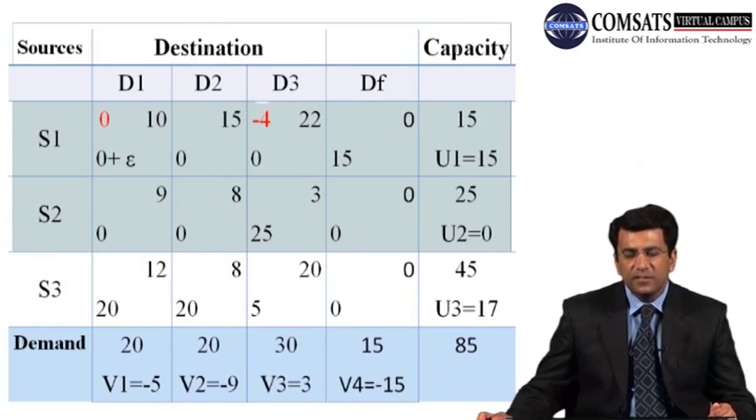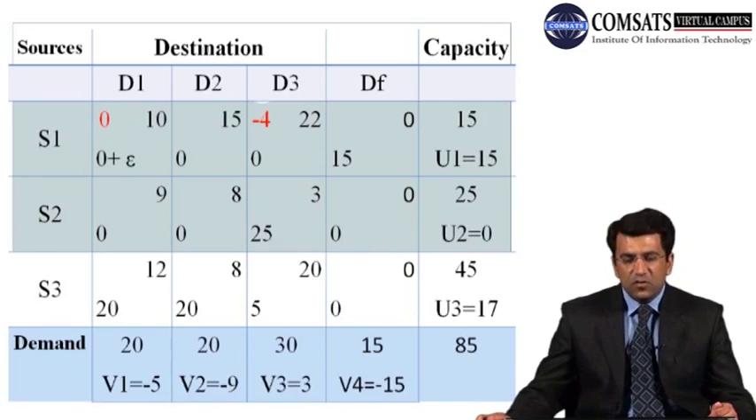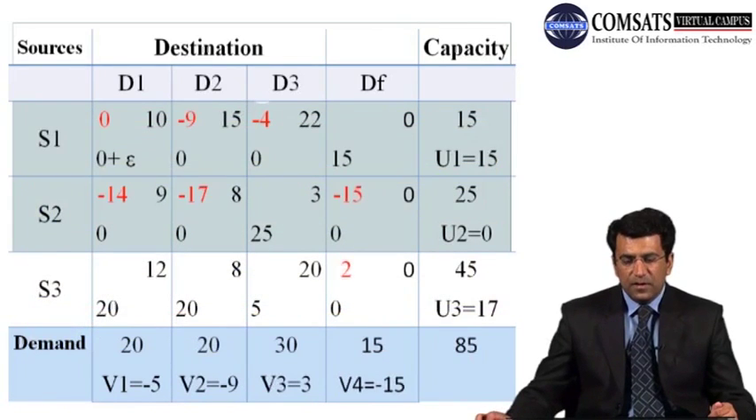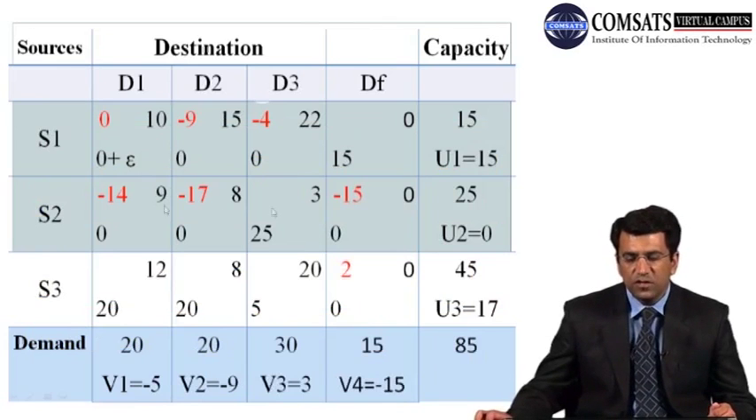In the same way class, you will have to calculate the shadow cost for all the empty cells or non-basic cells. Now this is the shadow cost for the different unoccupied cells. The shadow cost for the cell S2D1 is equal to minus 14. Now how does this minus 14 come here? We will use the same formula, that is U2 plus V1 minus the relevant per unit cost. So 0 minus 5, this will be minus 5, and minus 9, which is the cost. So minus 5 minus 9 will be equal to minus 14.